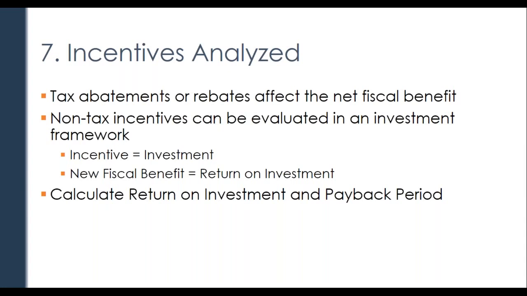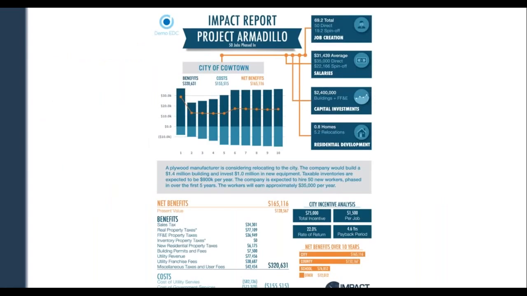I'll show you an example of a one-page summary report here. In this case, it was a plywood manufacturer in a particular city. This is our city of Cowtown in Texas for Project Armadillo. We can see we're really hitting on a lot of these 7 things that we just talked about, so I can go into detail and show you exactly where each one of these comes through.